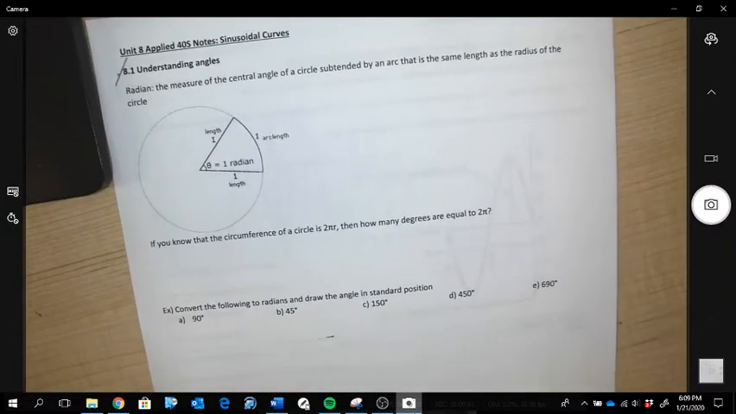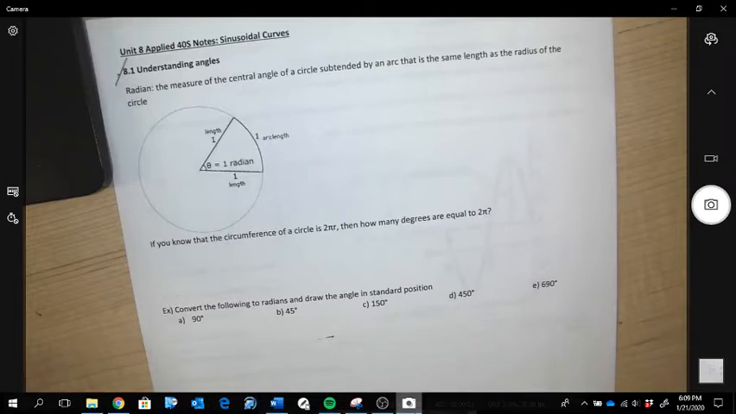Okay, starting Unit 8, we're going to start with understanding what an angle is. So we're going to be talking about a new language today. We have always known angles to be measured in a unit called degrees. So today we're going to talk about the unit that we're going to call radians. Okay, so what is a radian?